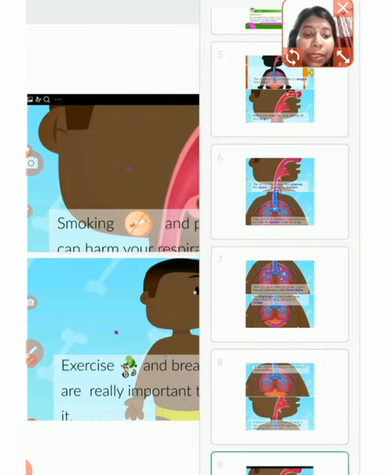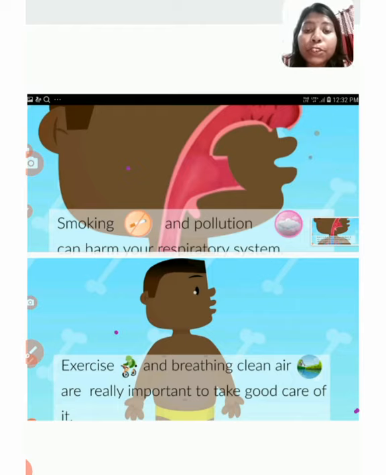Okay, next you see, smoking and pollution can harm your respiratory system, because when we smoke or we go into some polluted area, we are not taking fresh air, isn't it? We are taking harmful air, which is not good for the lungs. So how can we prevent it? Exercise and breathing clean air are important to take good care of it. You can keep your lungs good. How? By exercising and breathing clean air.